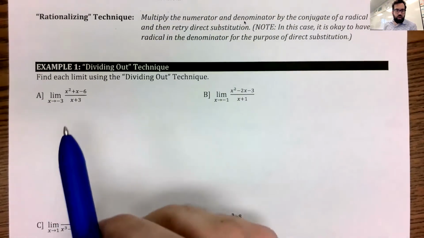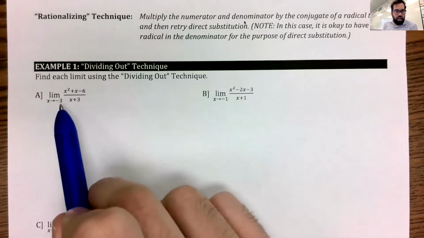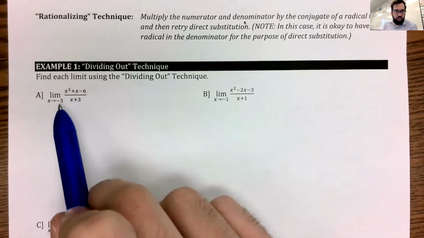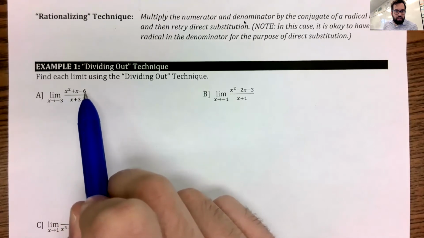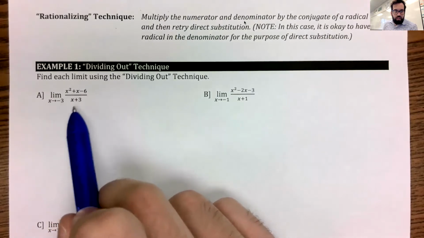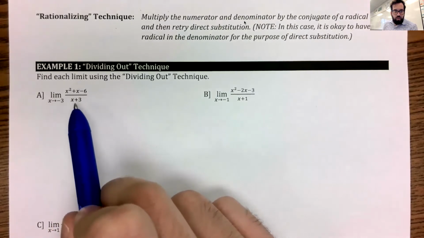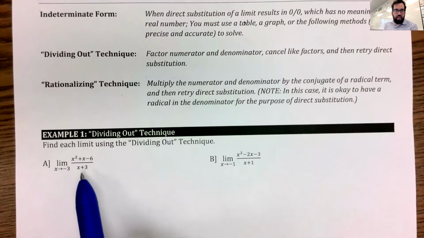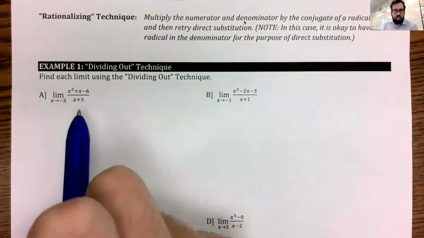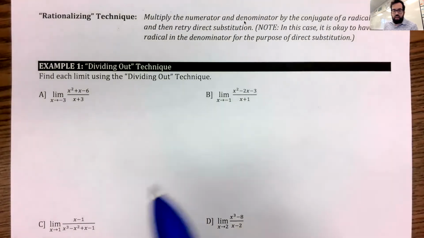In letter A of example 1, if we try to plug in -3 right now into this fraction, what happens? Let's check. We end up with 9 minus 3 minus 6. So 0 on top, and -3 plus 3, 0 on the bottom. 0/0 means that this is in indeterminate form. We can't use direct substitution because it doesn't give us a valid answer.